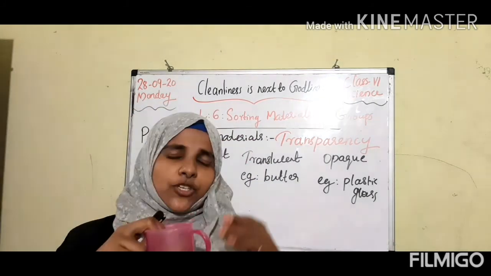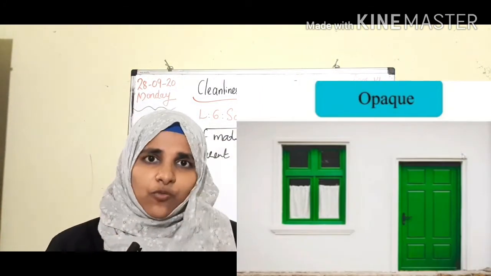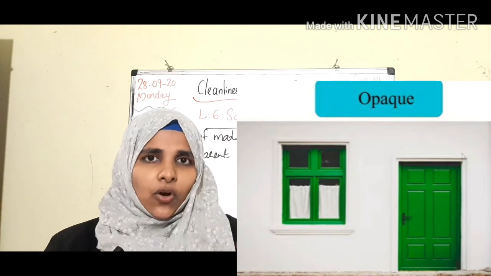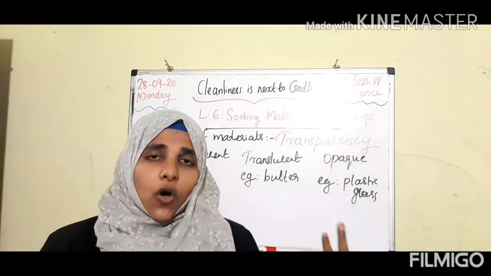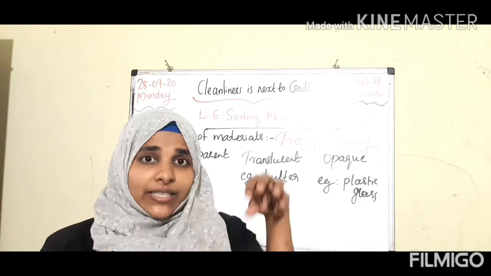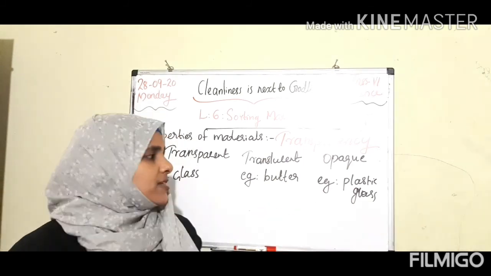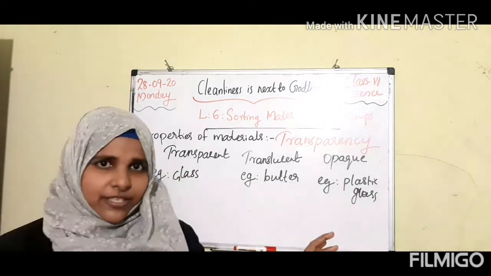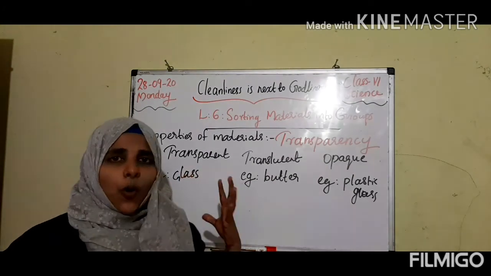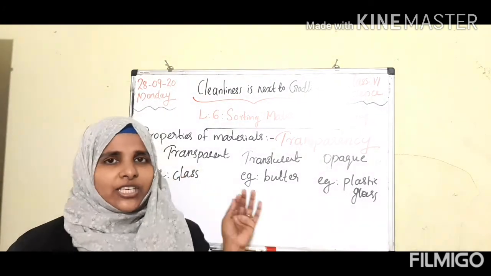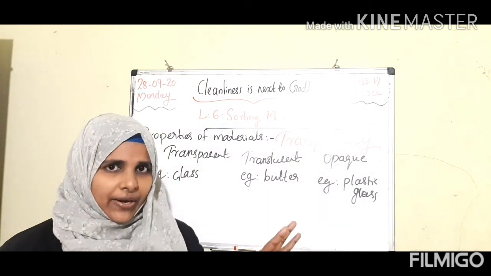We can say almost all materials are opaque, like the wall, the window, then the door. These are all opaque. We cannot see what is inside of it, right? At the end of this chapter, we understood the different properties of material. 5 properties we discussed, right, children?